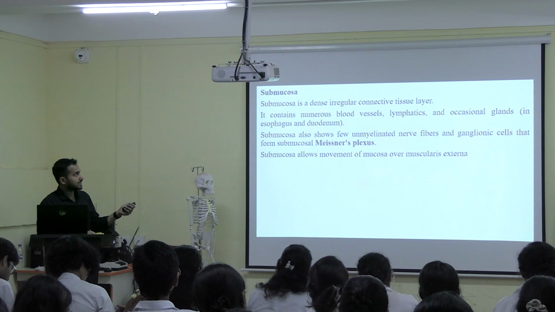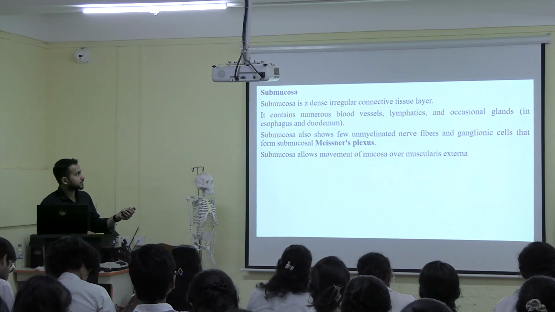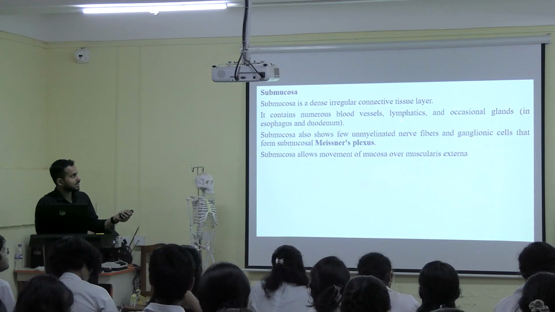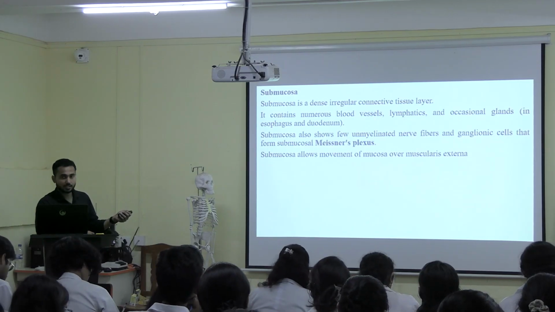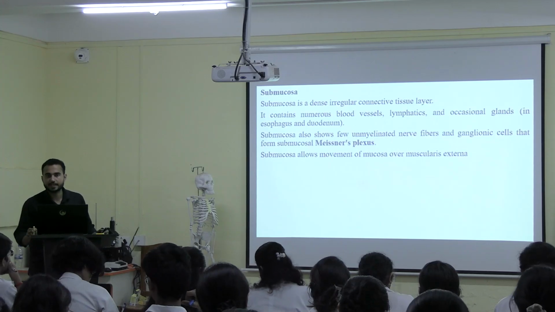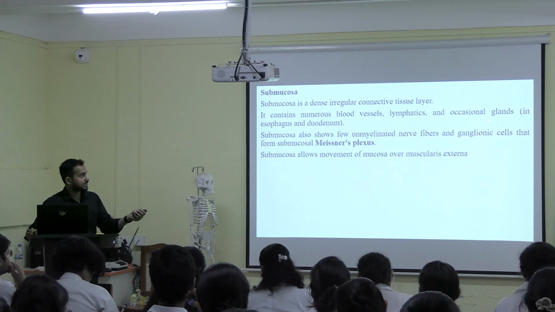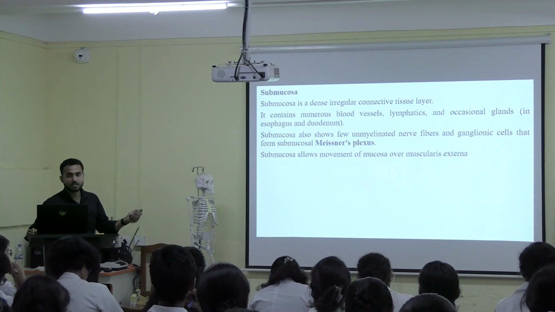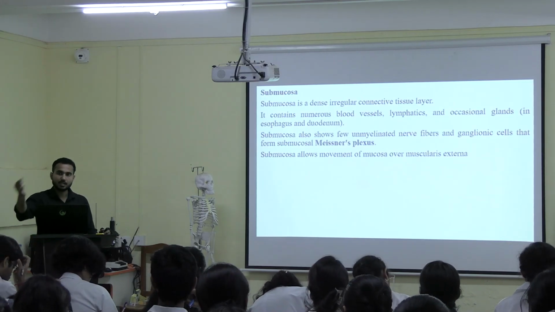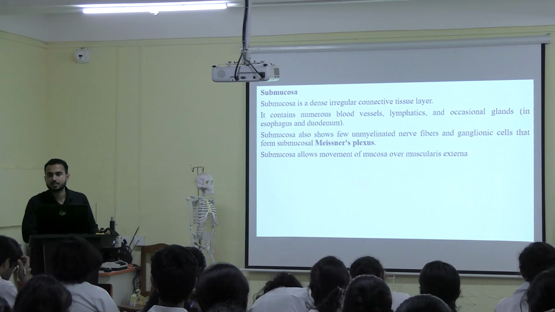Next is the submucosa. The submucosa is made up of dense irregular connective tissue. Since dense connective tissue is there, we will have blood vessels, lymphatics, and some glands. These glands are not present everywhere; only in some areas. Where exactly are they present? They are present in the esophagus and duodenum. Today we will see the esophageal glands, and next week we will see the glands present in the duodenum.